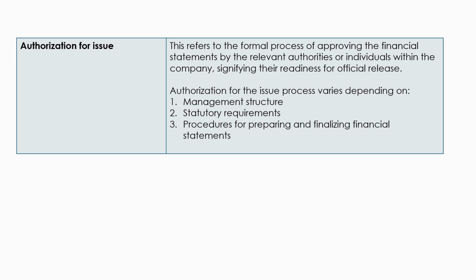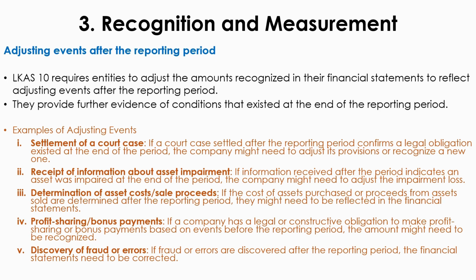Authorization for issue is the formal process of approving the financial statements by the relevant authorities or individuals within the company, signifying their readiness for official release. So this process varies depending on the management structure of the company or statutory requirements, on the procedure for preparing and finalizing financial statements. Okay, now we are going to discuss the recognition and measurement requirements for the events after the reporting period. First, we see the requirement for adjusting events after the reporting period.